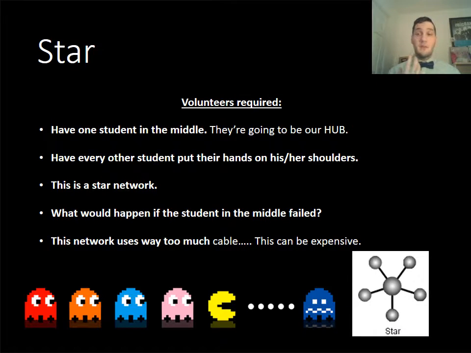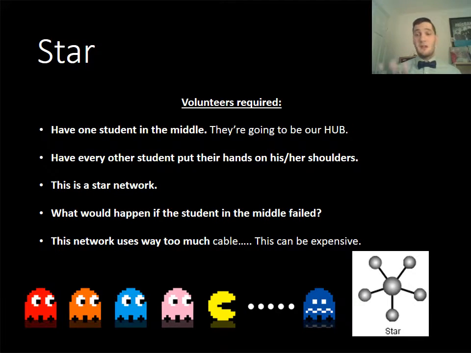The other type of topology we have is the star network. Now, you can have one student in the middle of the room, and you can have other students putting their hands on their shoulders to act as if they are the other clients. Now, you could get this student in the middle to fail and pretend to crumble down onto the ground, and then you can see that the other students won't be able to send messages to each other because the hub in the middle has failed. So you can demonstrate some things.